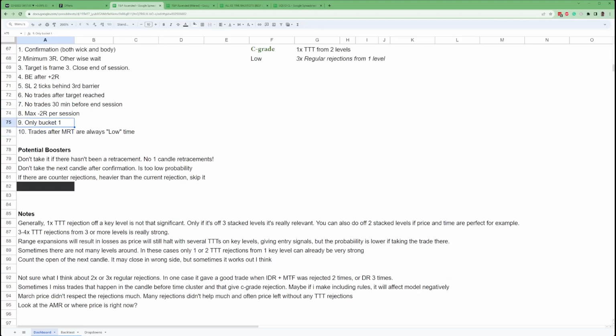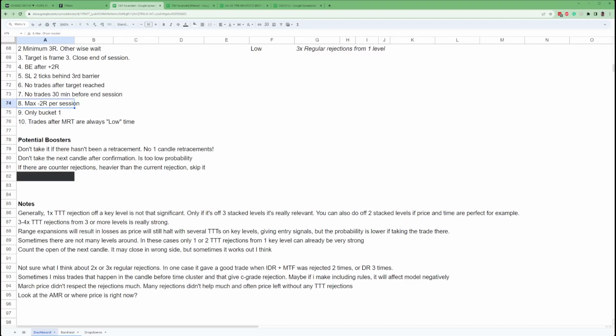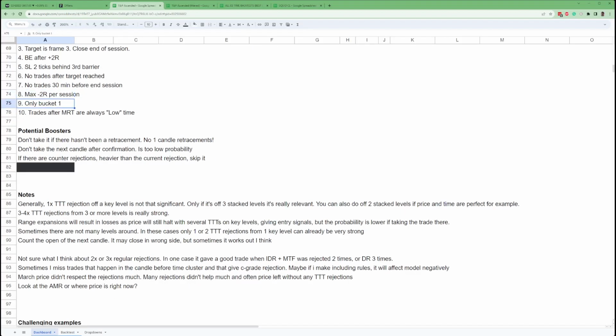So we are allowed to lose one and get a BE, and then, as long as we don't reach the -2R, we can continue to trade for the session. I only traded bucket 1. I know that bucket 2, bucket 3 are also good. You can try those, but for the sake of simplicity and practicality, I use just bucket 1.